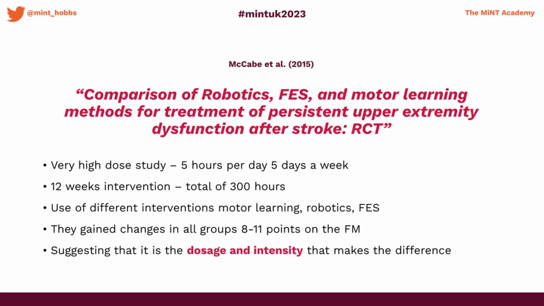Another study done at a similar time, from McCabe, was looking at robotics, FES and motor learning in the upper limb post-stroke, and this was an RCT. They had a really high dosage in this: 5 hours of therapy a day, 5 days a week, for 12 weeks. So you see a lot of hours in this one. What I found particularly interesting is that there were different interventions, motor learning, robotics, FES, and really positively, all groups improved in the FM, the Fugl-Meyer, an upper limb outcome measure often used in research.